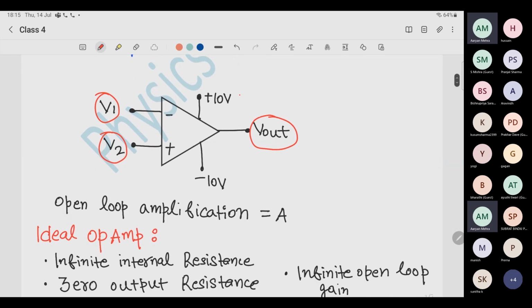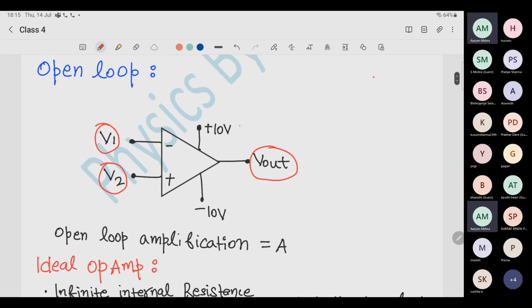Our operational amplifier is working in open loop. What I mean by open loop is I am not connecting my output to input. It is completely open. Inputs are coming, passing through the op-amp and we are getting output. No feedback. Feedback means giving some part of the output voltage to the input. No feedback is given here. So whenever such situations are there, we call our circuit open loop.